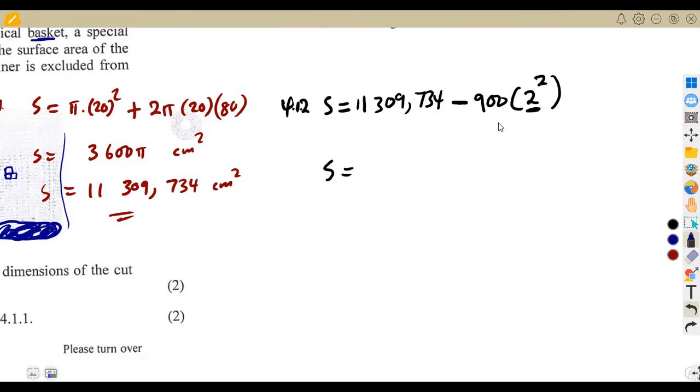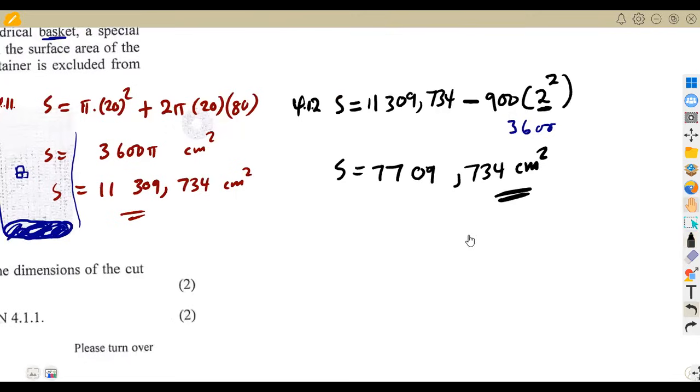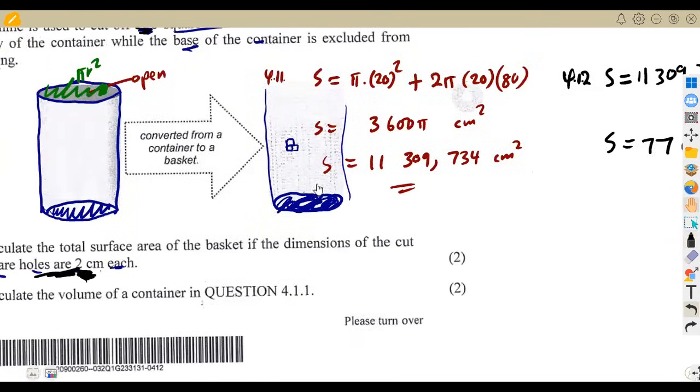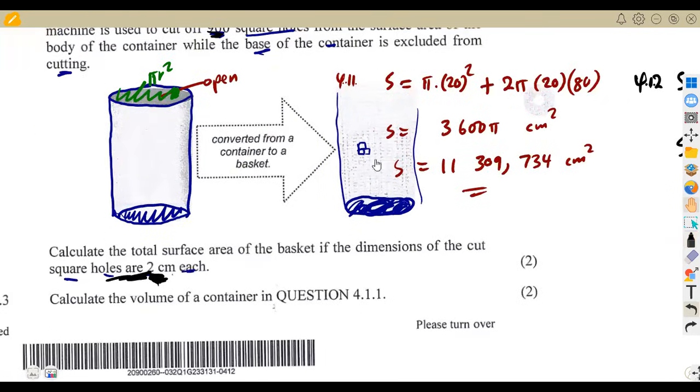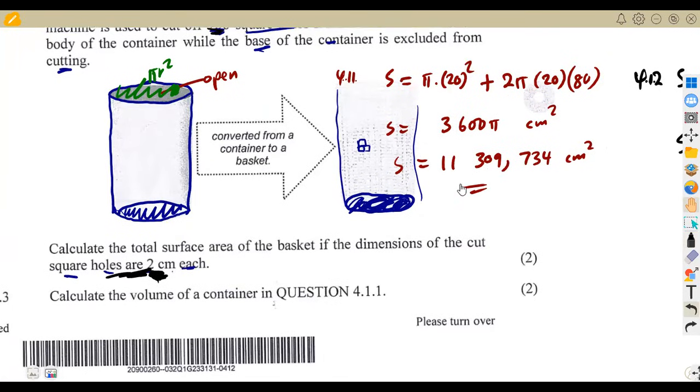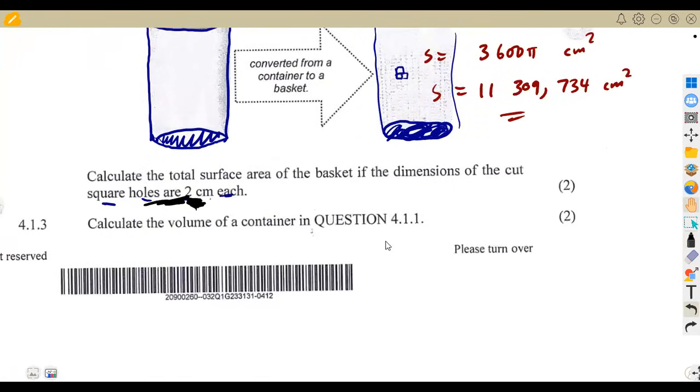All right, so that was going to give us the total surface area. If you simplify, it was going to be something like 3,600. So if we subtract, we are going to obtain 7709.734, which is in square centimeters. All right, so that was our area in square centimeters. We're just going to remove those holes that are there. Then calculate the volume of 4.11.